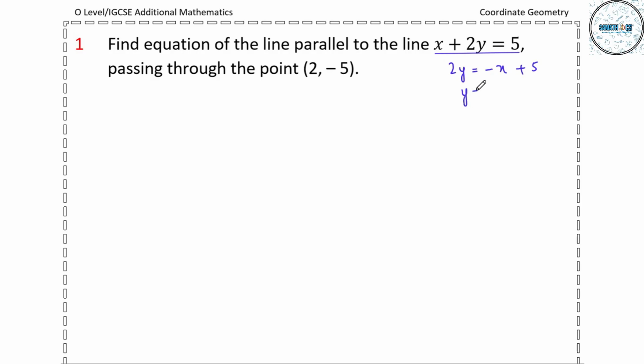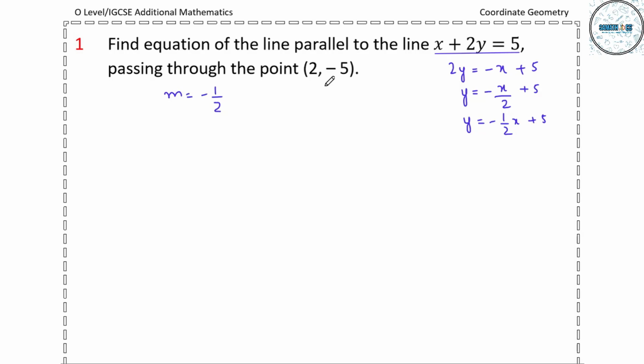So y is equal to minus x upon 2 plus 5. So y is equal to minus 1 upon 2x plus 5. So minus 1 upon 2 is the gradient of this line, and the line which is parallel to this has the same gradient. So m is equal to minus 1 upon 2.